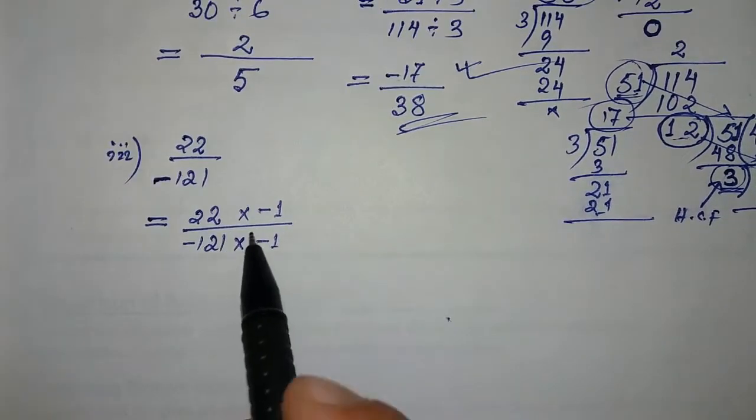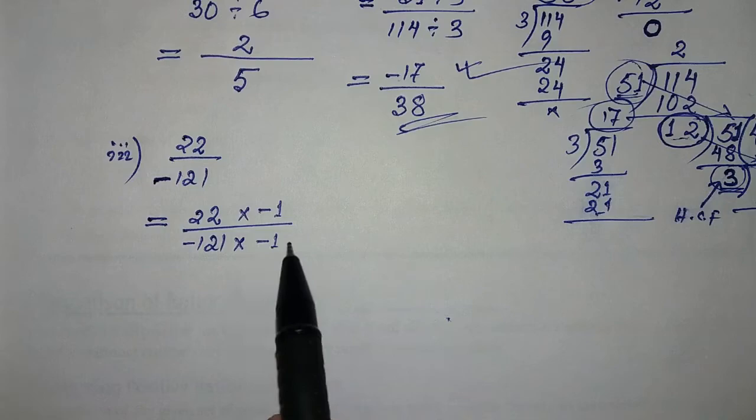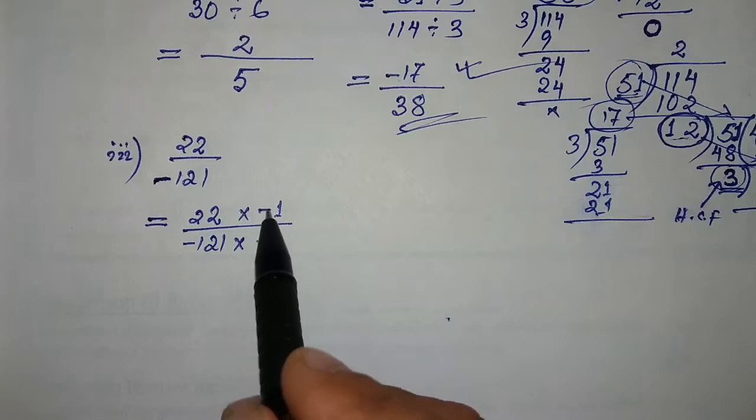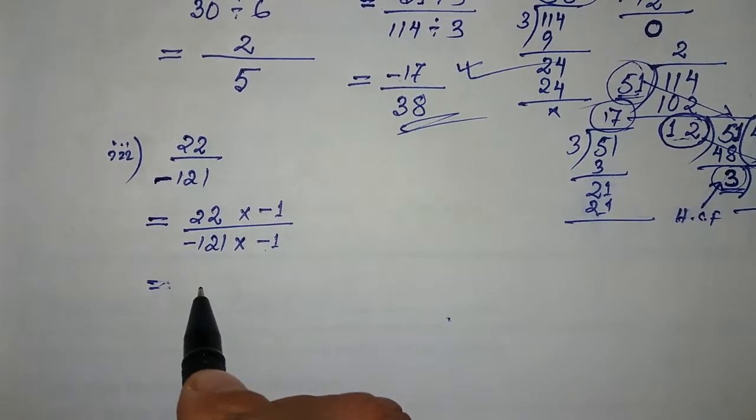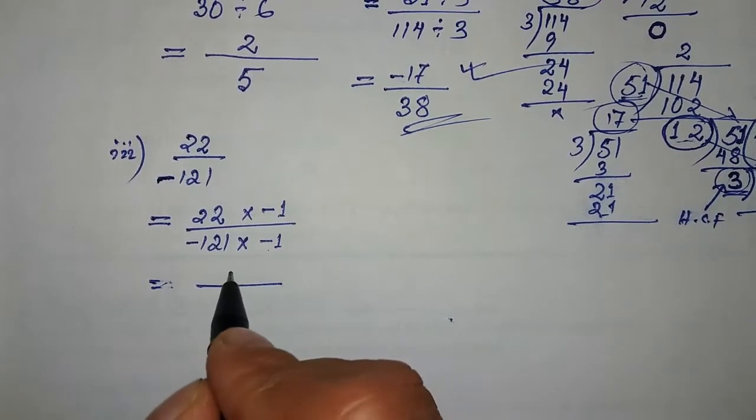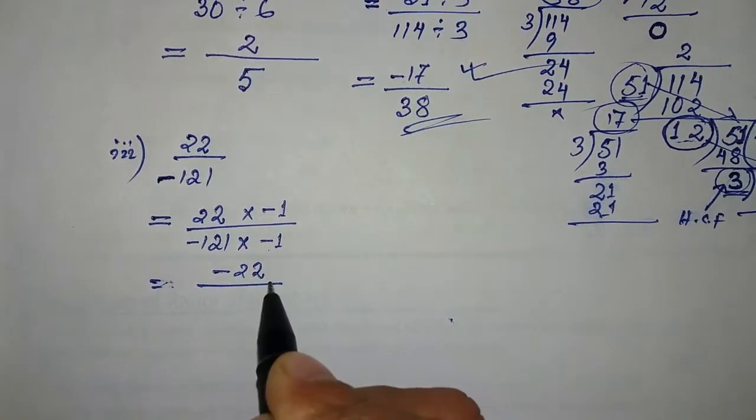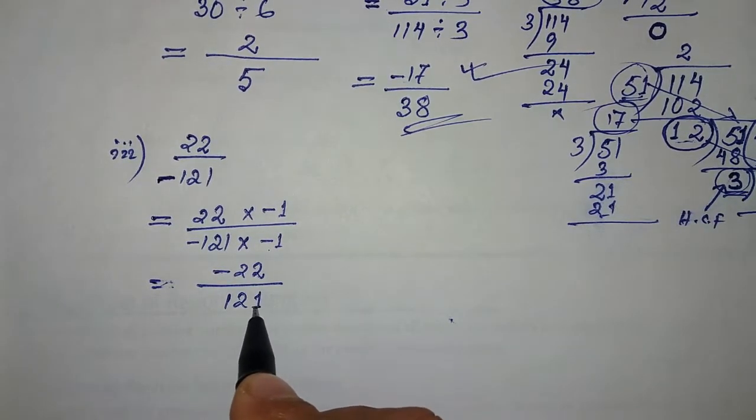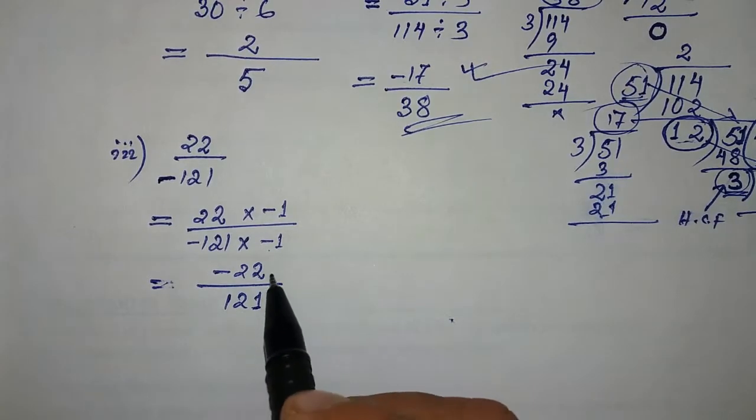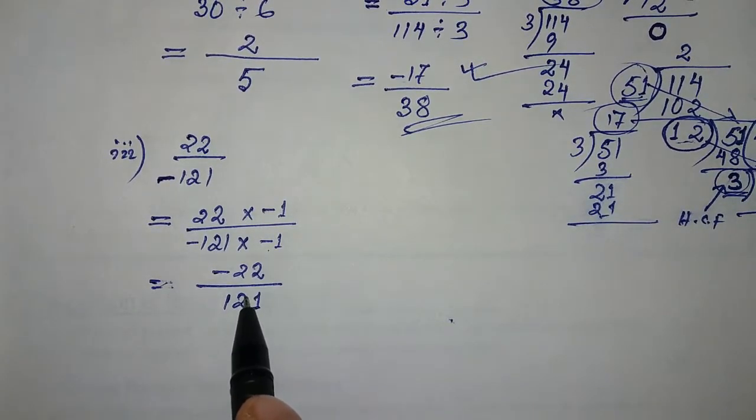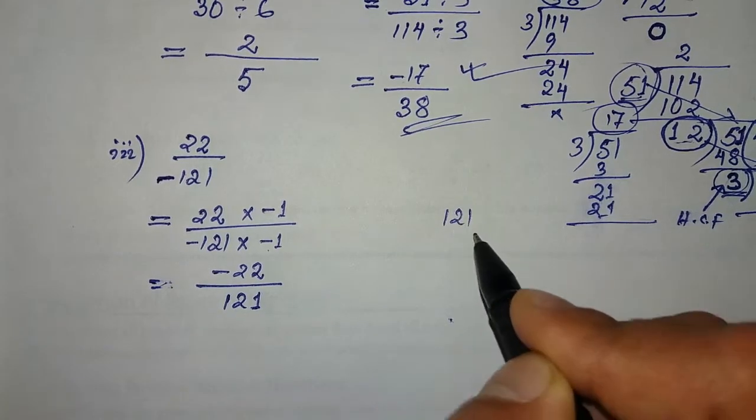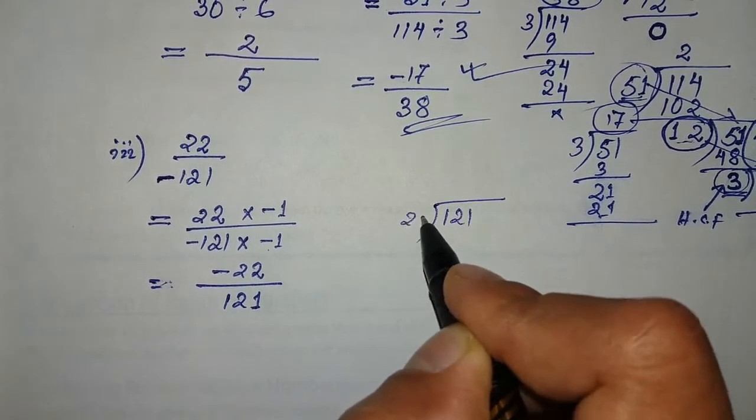So remember, if you want to change numerator or denominator to positive, what you will do is you will simply multiply both numerator and denominator by minus 1. So here now 22 into minus 1 is minus 22, and then minus minus is plus, so now this is plus 121. In the next step, first thing you have to do is you will find the HCF of these two numbers.